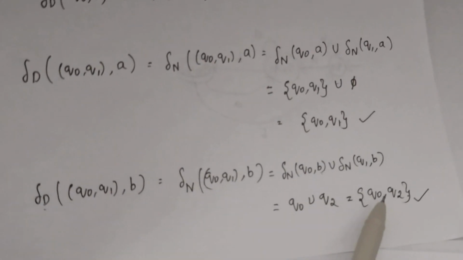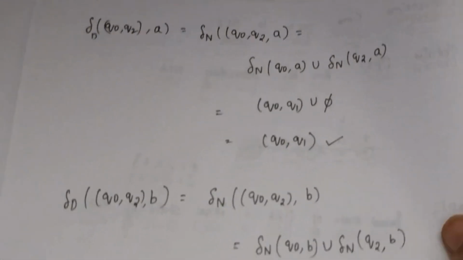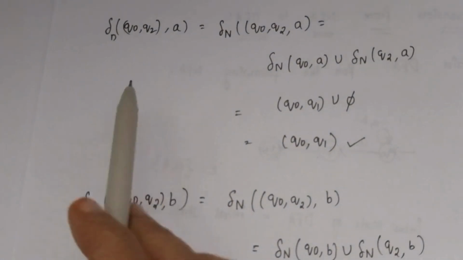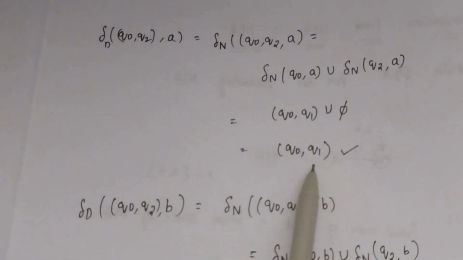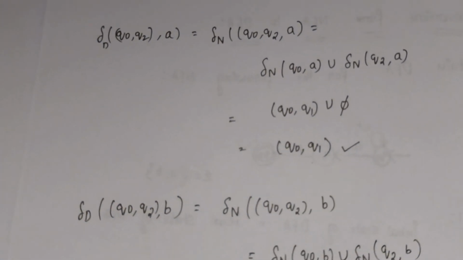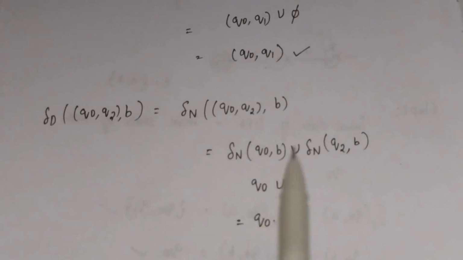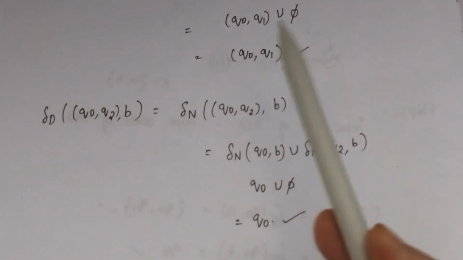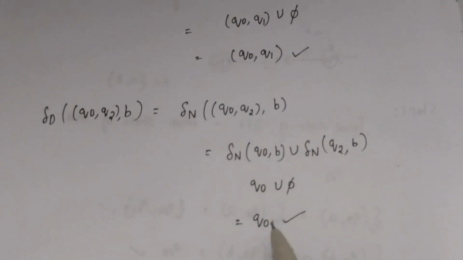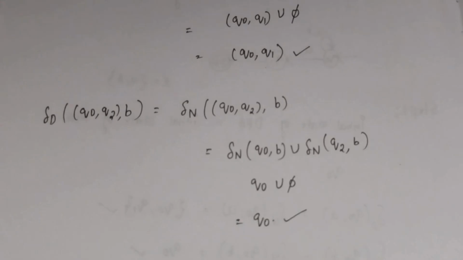Next we have to take Q0 Q2. So I have taken the transition from Q0 Q2 on A and B. Q0 Q2 on A, we got Q0 Q1. Q0 Q2 on B, we got Q0. Now on the right hand side, Q0 Q1 we already made a transition with A and B, and Q0 also we have made a transition with A and B. Hence all the right hand side states have transitions with A and B. So stop the iteration.